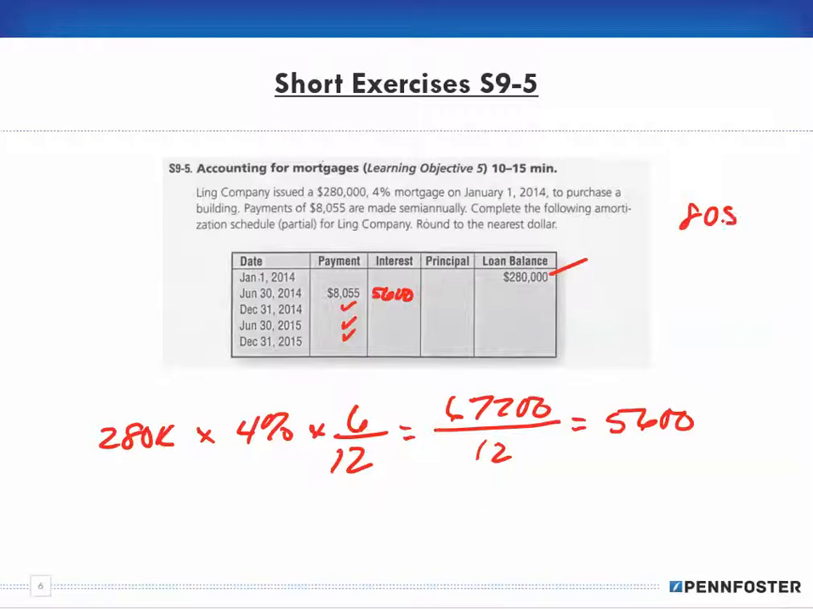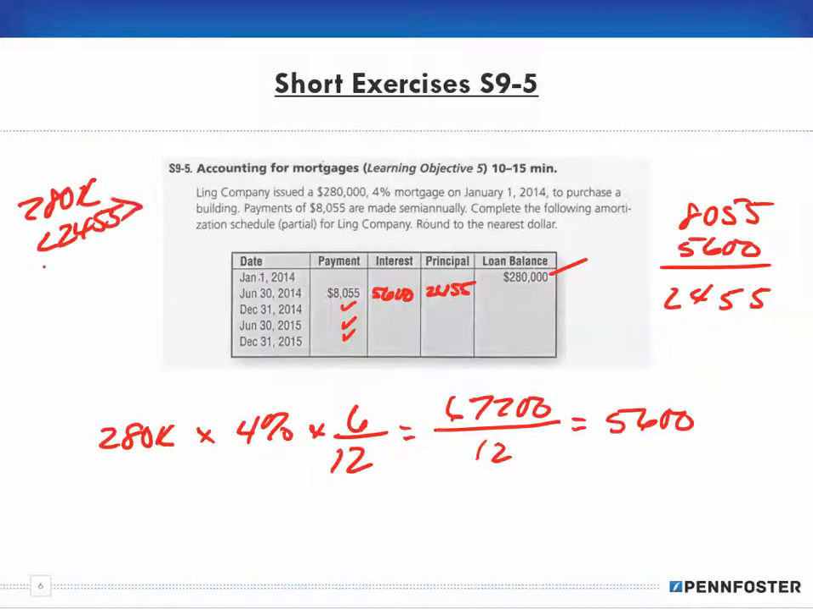And if we take the 8,055 and subtract the 5,600, we end up with 2,455 in principal. Now, our loan balance is 280,000. We're not subtracting the payment of 8,055. We only paid off the principal amount. So we have the 280,000, and we subtract the 2,455, and that gives us a new loan balance of 277,545.